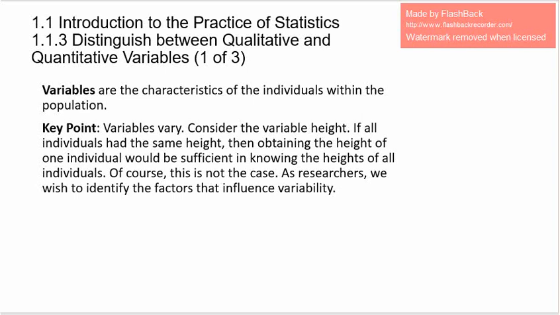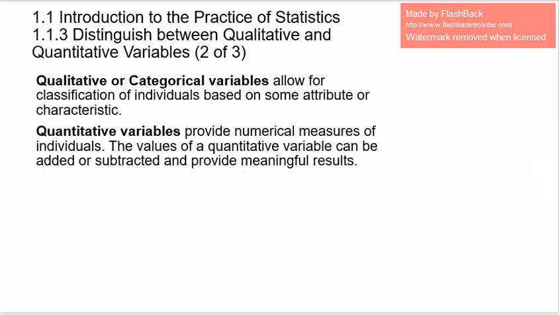He discovered that variables such as weight may vary, and variables could be classified into two groups: quantitative and qualitative. Qualitative, or what we call categorical variables, allow for classification of individuals based on some attributes or characteristics, while quantitative variables provide numerical measures of individuals. Values of quantitative variables could be added or subtracted and provide meaningful results.